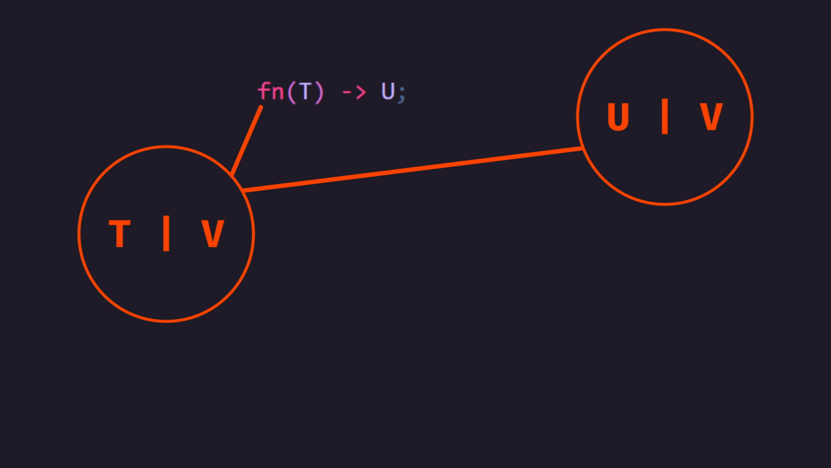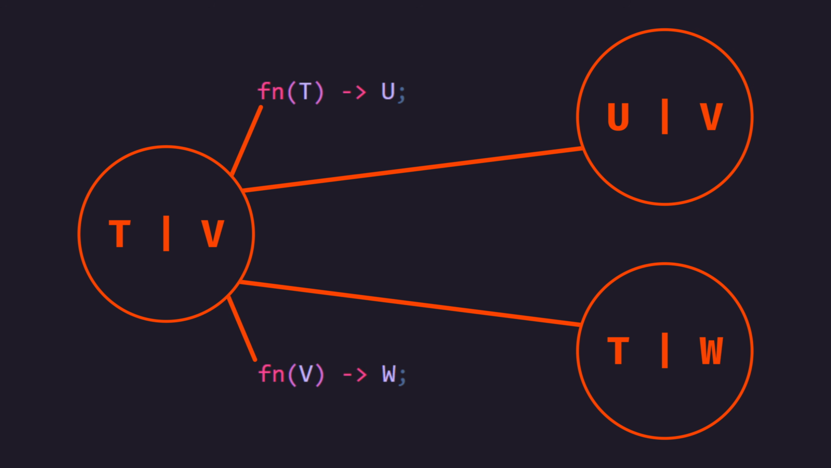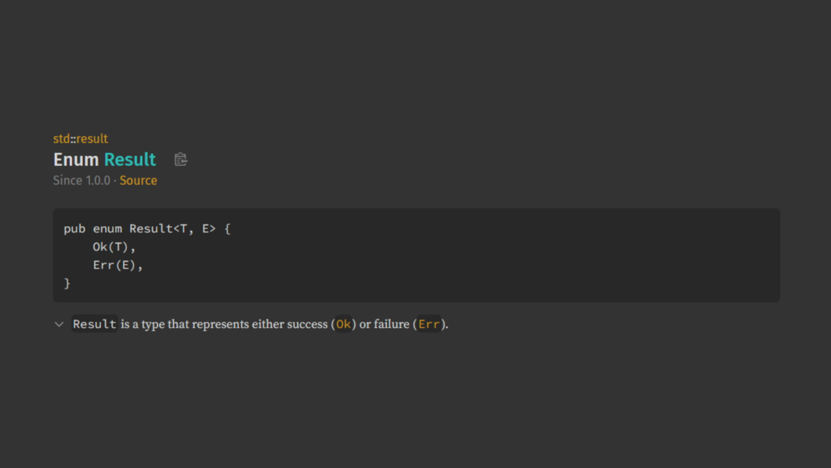It's perfectly reasonable for your container to potentially hold multiple things. Let's say we have a container that could hold types t or v. This container should not only be able to take f(t) returning u, which will give us a container potentially holding u or v, but it should also be able to take f(v) returning w, which gives us a container potentially holding t or w. A good example of this in Rust is the result enum, which holds an OK variant of t and an error variant of e.